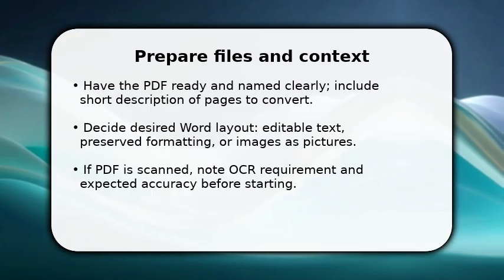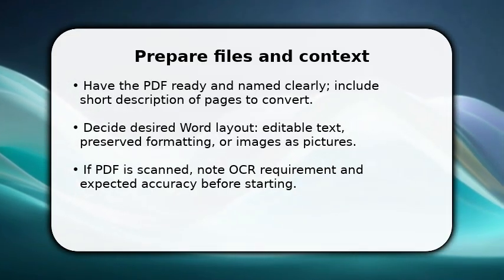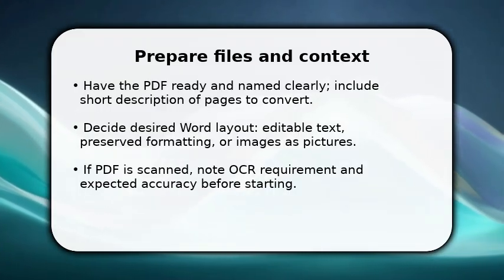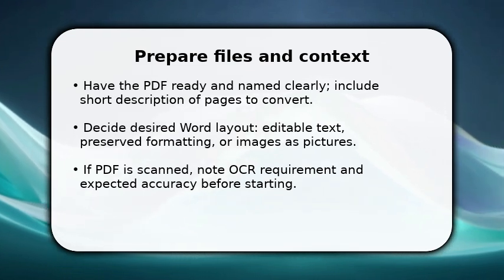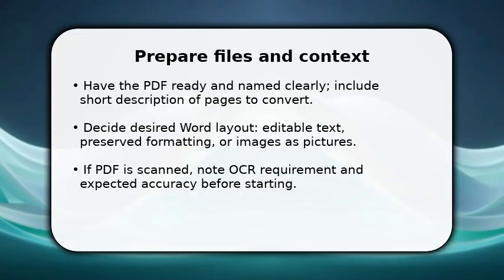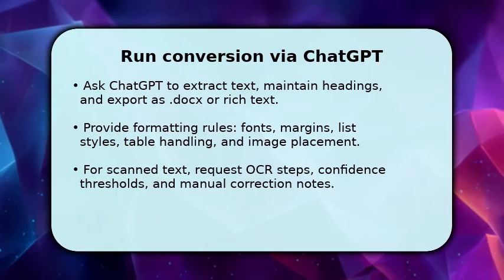Once done, provide page ranges or examples of tricky sections. Make sure to attach or paste a representative sample, if privacy limits full upload, so the model can adapt conversion suggestions immediately. Now instruct ChatGPT to extract text and recreate the Word structure, headings, lists, tables, and image placeholders.